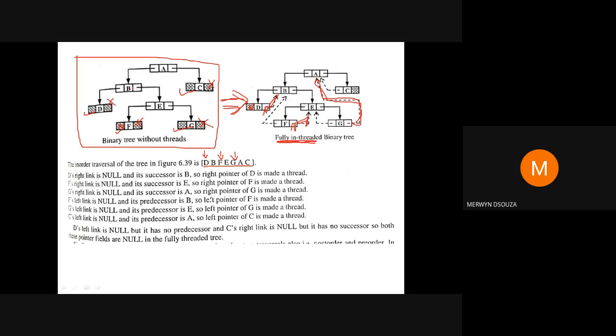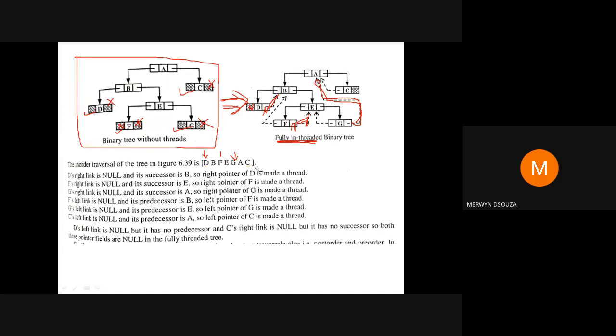Do not look at the pointer at the right side of B, the right side of E, or the right side of A. Why? Because it is not null. You are only replacing null pointers. So null pointers are only present at D, F, G, and C. So right null pointers are only present at these 4 nodes, and for them you have to find out the in order successor.